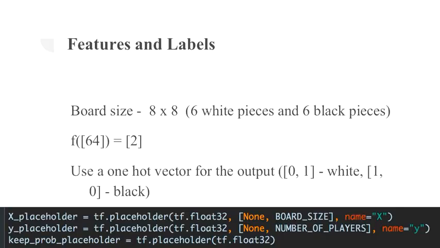The output will be a one-hot vector, meaning a vector consisting of two elements, in which either the first one is 1 or the second one is 1. If the first one is 1, that means it's black. If the second one is 1, it means white, as you can see up there. So 0, 1 is white, and 1, 0 is black. That's the output of my whole neural network. So now I have to construct a neural network that converts that input to that output.